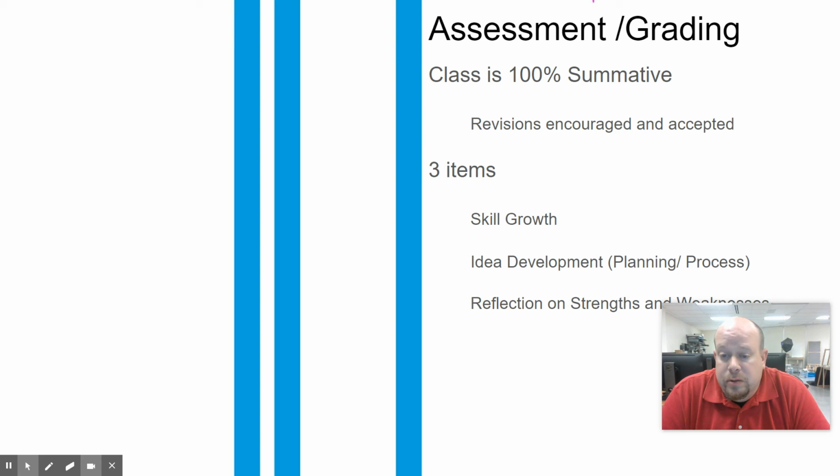And the three areas we look at for grading is skill growth. So how are they applying and using the skills that we are teaching them? The second area is idea development. So how are they planning out their ideas? How are they taking the requirements of the assignment and making them their own? And we really strongly use that design thinking approach. So we're encouraging students to think through their choices and reflect on their ideas.